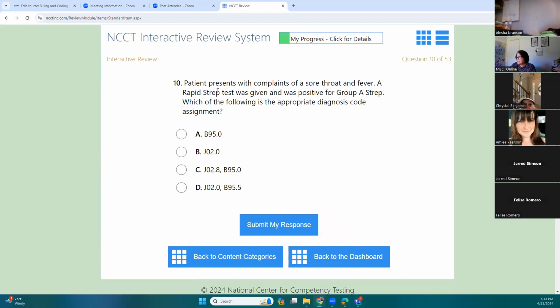All right, the next one. A patient presents with complaints of a sore throat and fever. A rapid strep test was given and was positive for group A strep. Which of the following is the appropriate diagnosis code assignment? Now, this one can be a little tricky because you have two choices that are one code and two choices that are two codes.